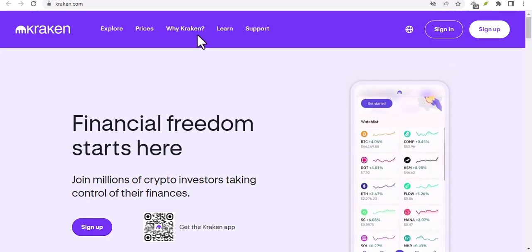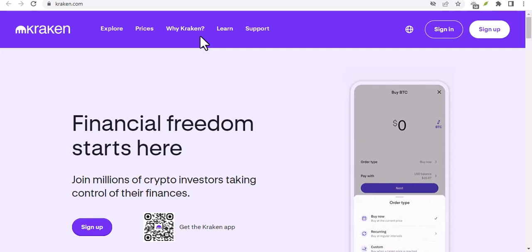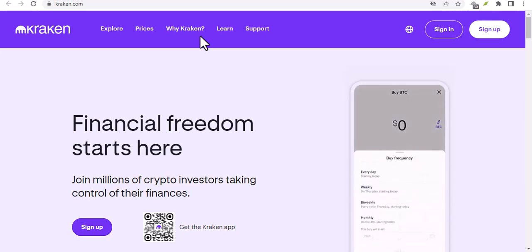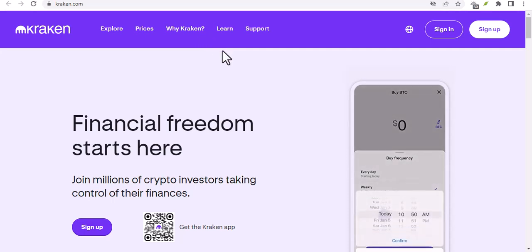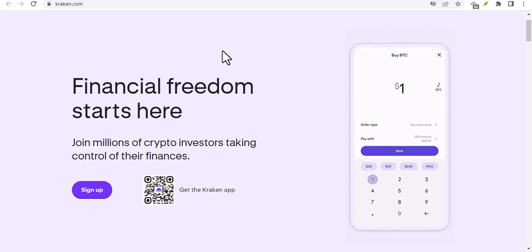How much is 1 USDT in Kraken? Intro. Hey everyone, you're standing in front of a bustling cryptocurrency exchange, surrounded by screens flashing numbers and charts. You're here to answer a simple question: how much is 1 USDT in Kraken?